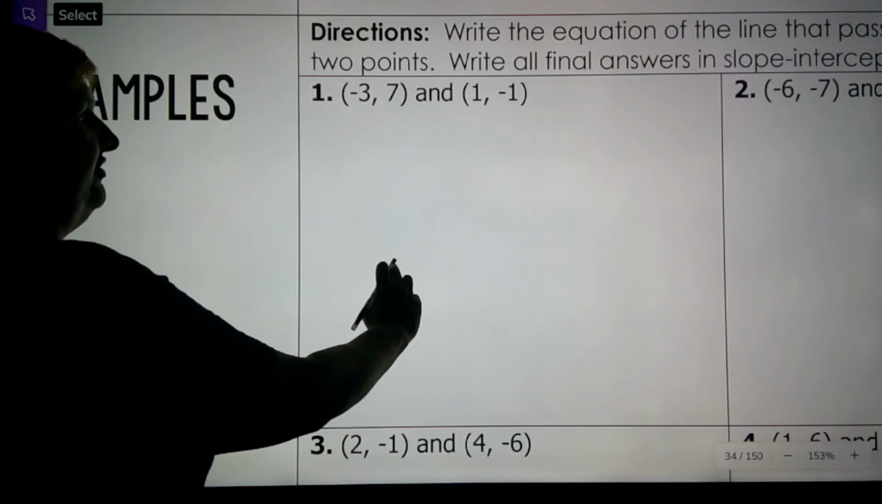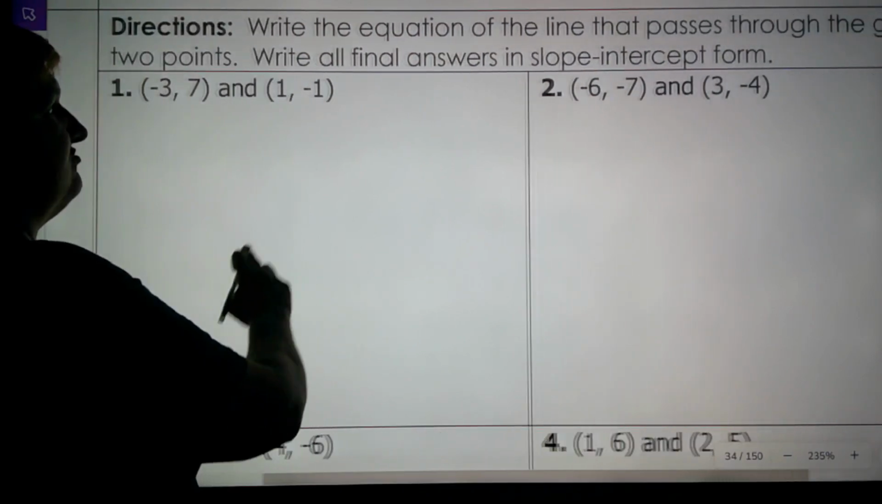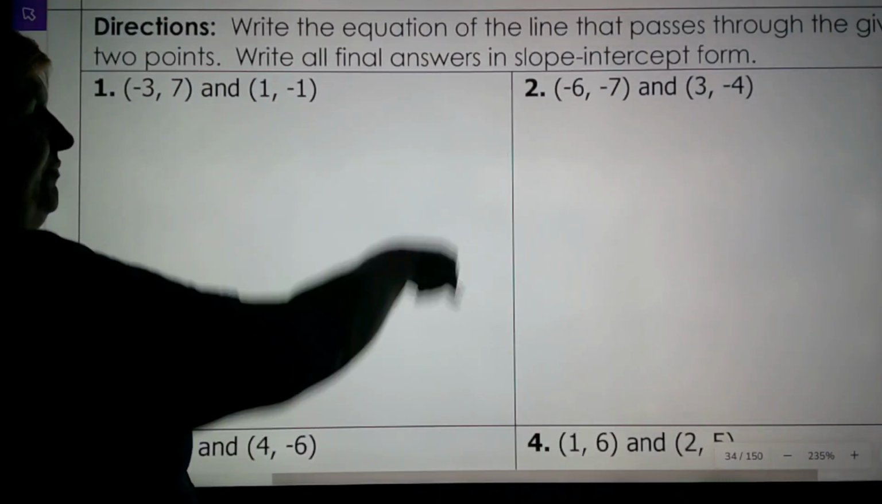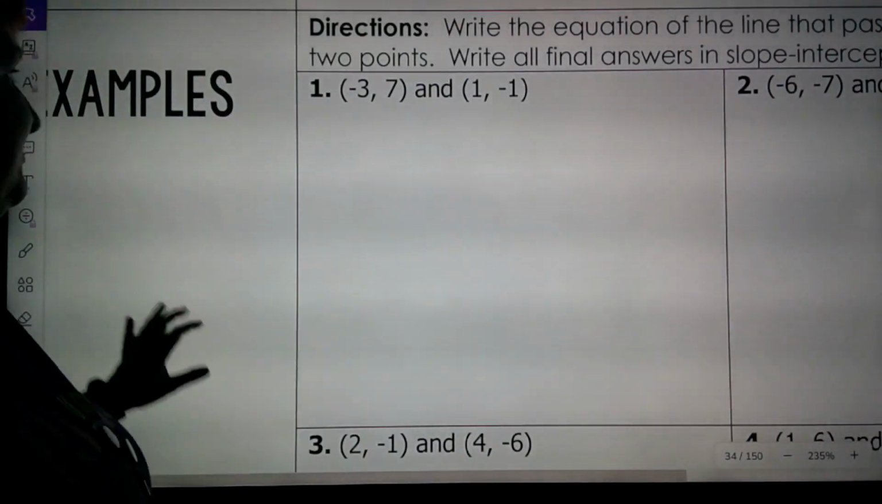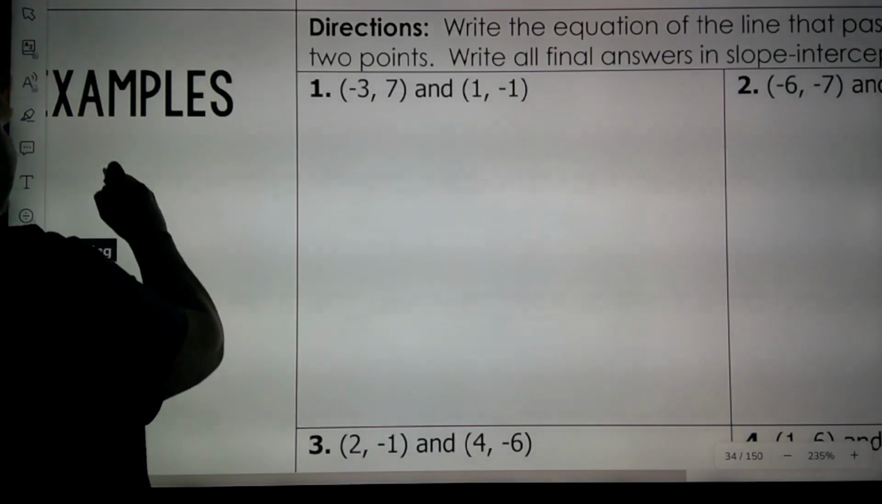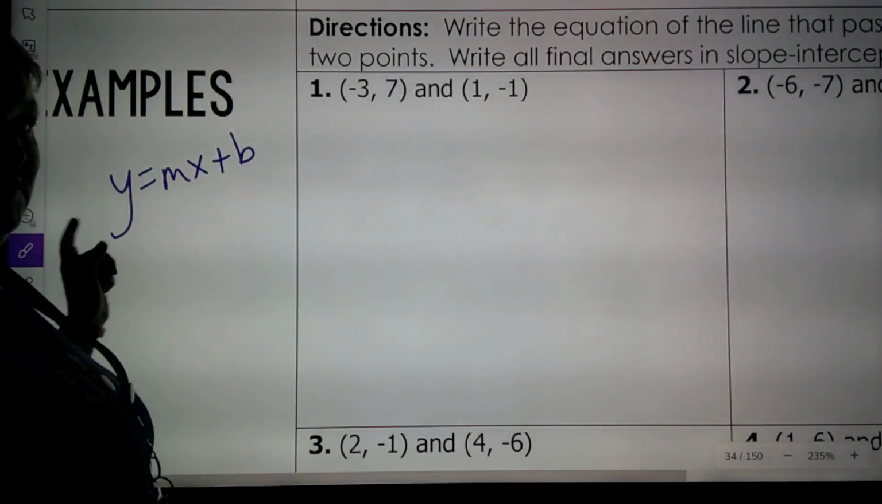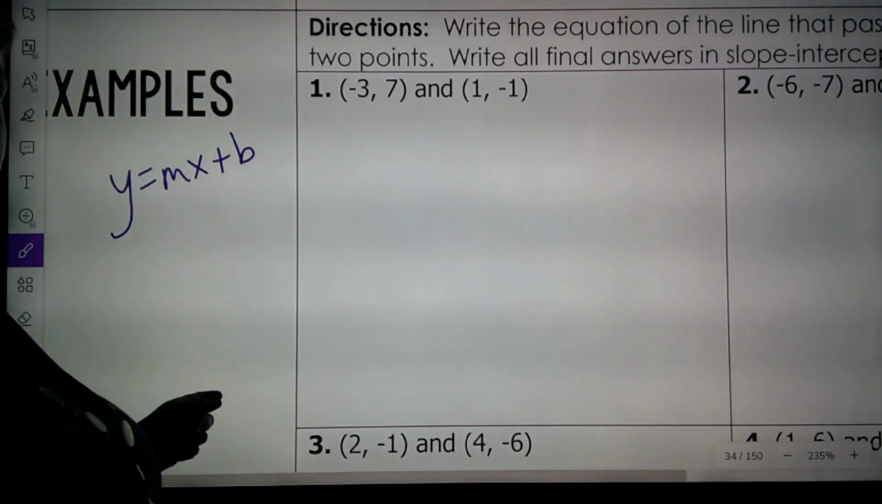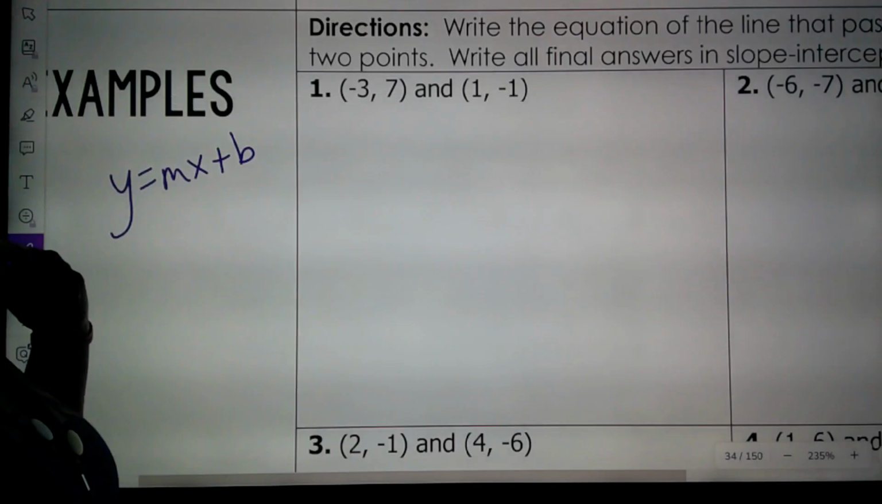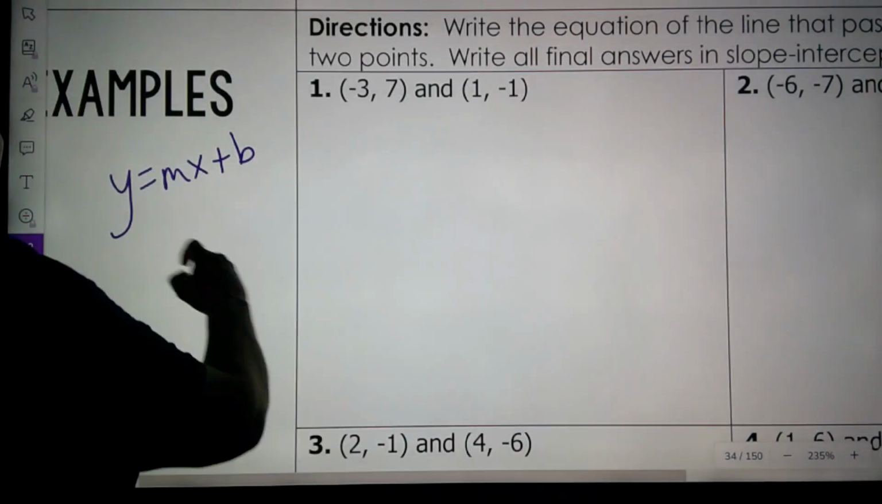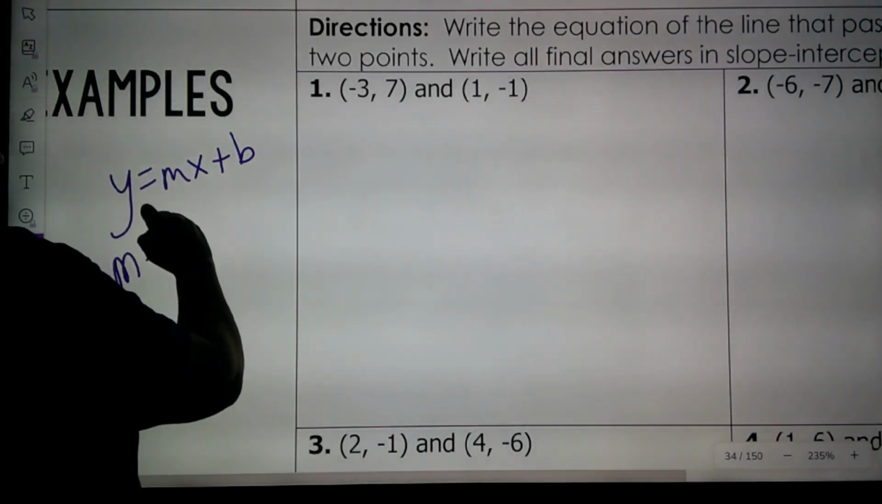I'll do the odd, you do the even. It says write all final answers in slope-intercept form. It has to be in y equals mx plus b. Y equals mx plus b has to be the format of your final answer. All right, so write it there if you need to remember. You can also write the 2 formulas so you can remember.